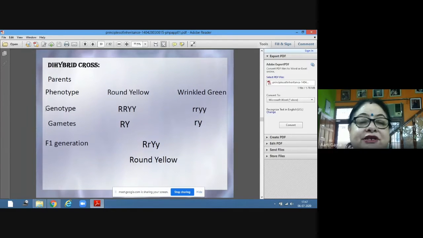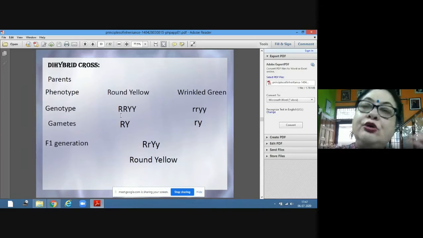So what is the genotype of the parents? The genotype of one parent is capital R, capital R, capital Y, capital Y, and the other parent is small r, small r, small y, small y. So these were the genotypes of the parents. They were true breeding. So after self-pollination, we got this combination.